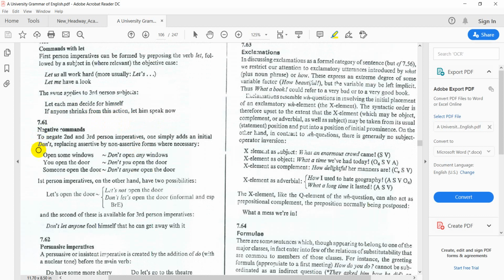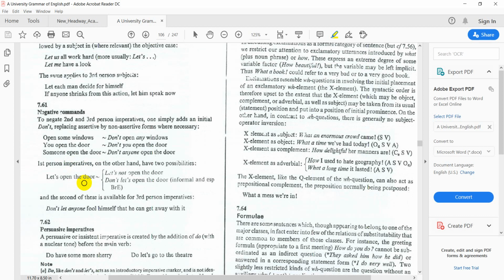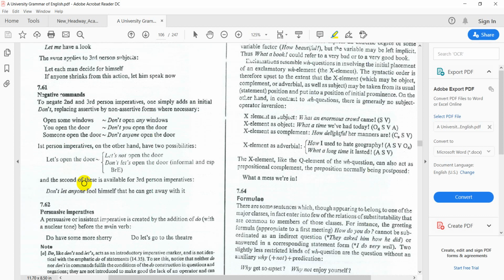Okay. Now, section 7.61, negative commands. To negate the second and third person imperatives, suppose I want to negate the second, in which it is you, and the third, in which we have anyone, for example, someone. Simply, you add an initial don't.